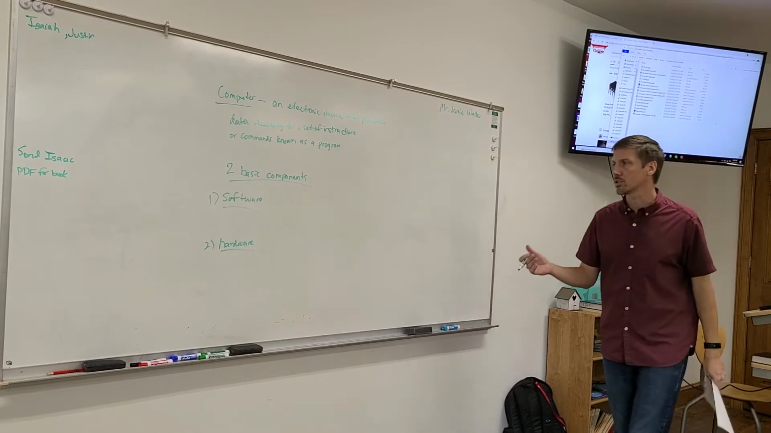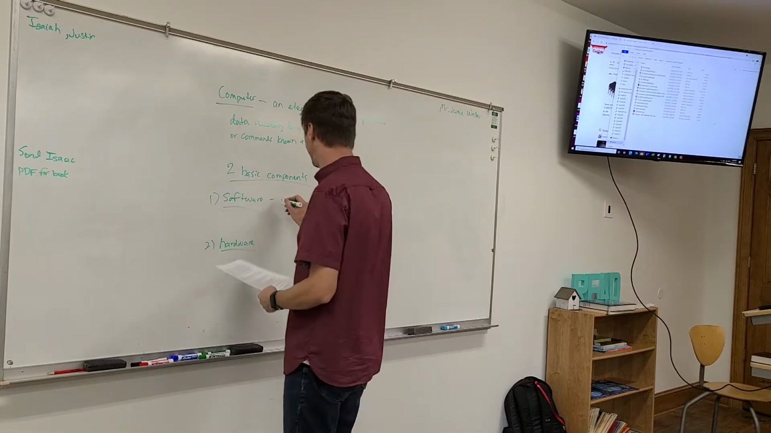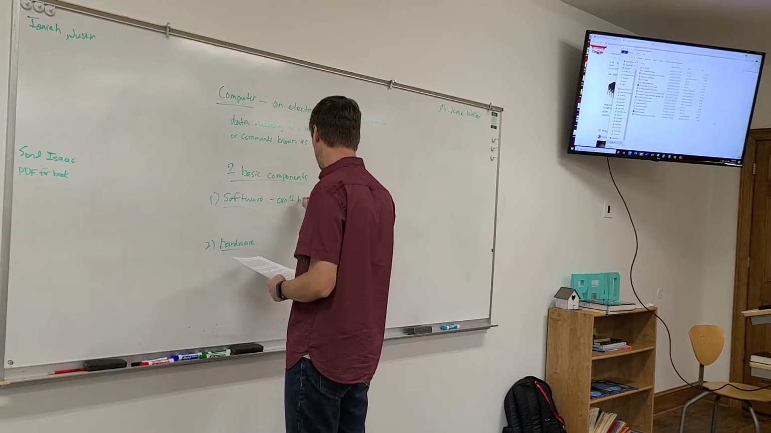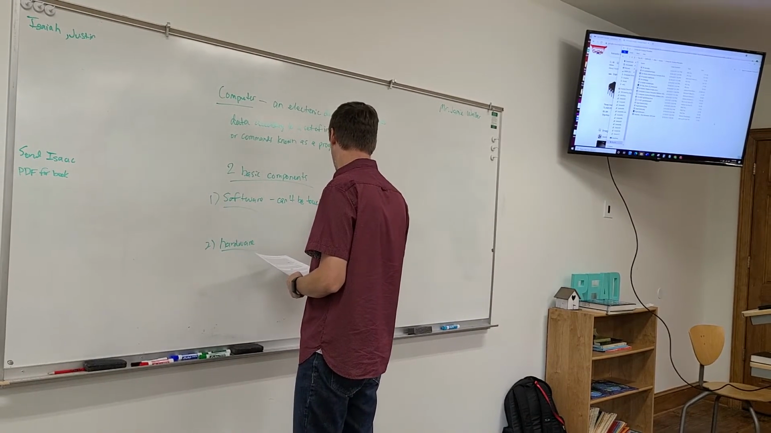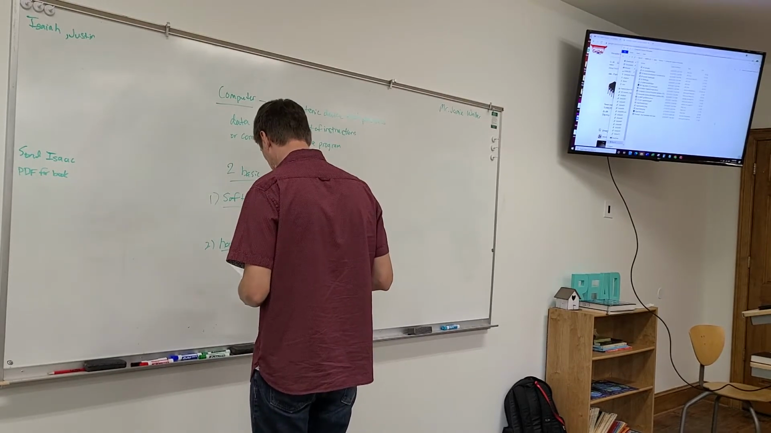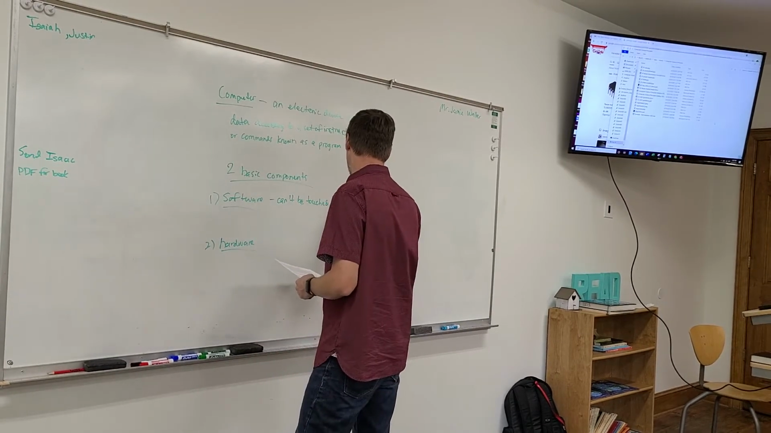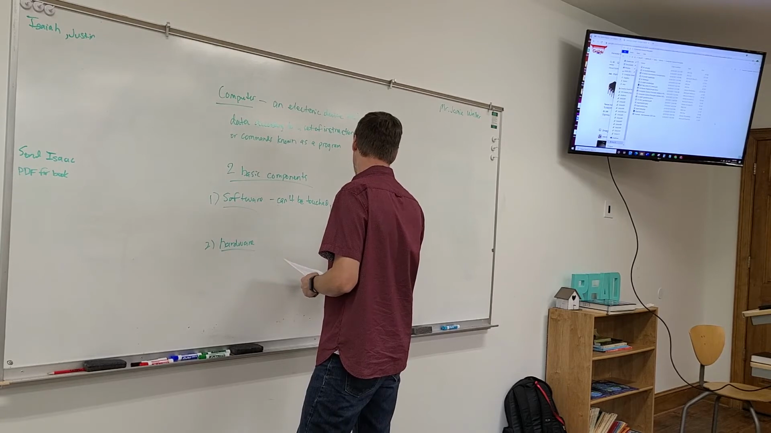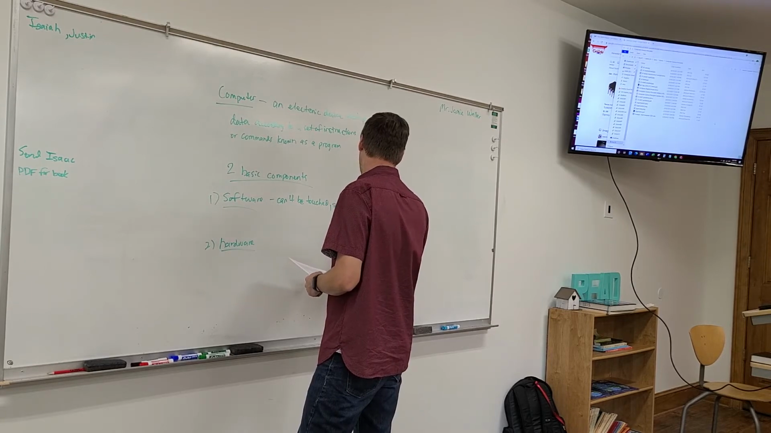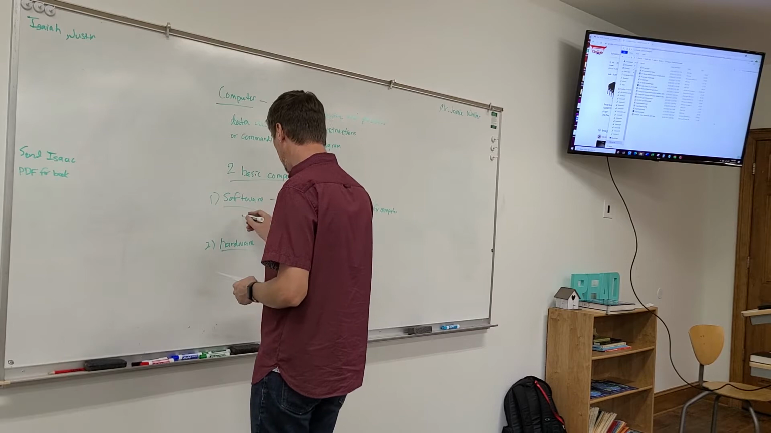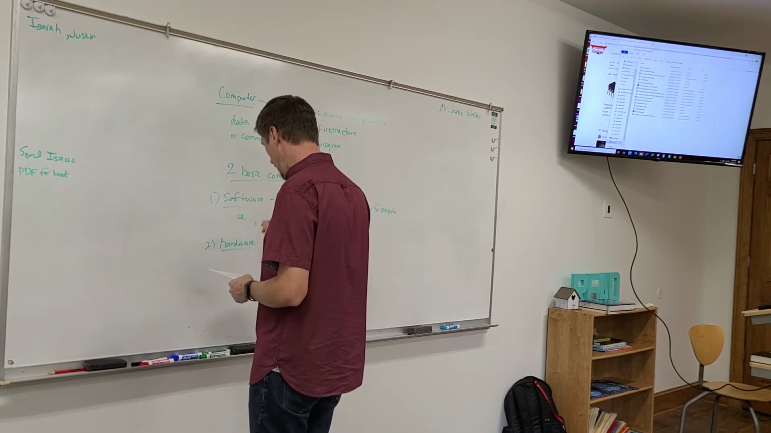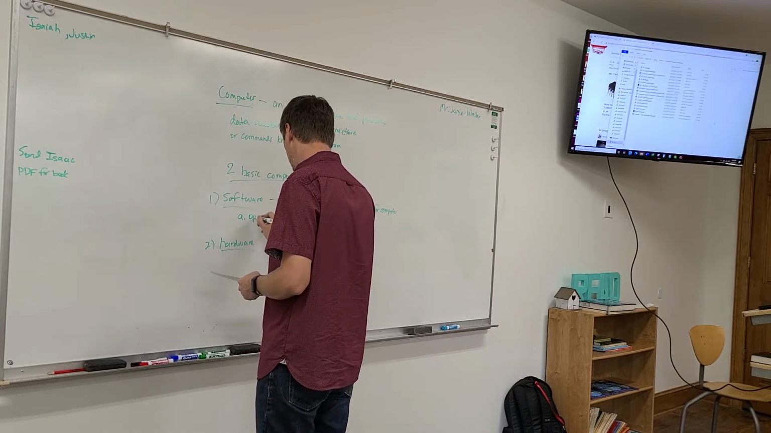So when we talk about software, this can't be touched, right? It's a set of instructions for a computer. That would be the general definition. And we kind of break software down into two categories. So we're gonna say A, we've got the operating system.